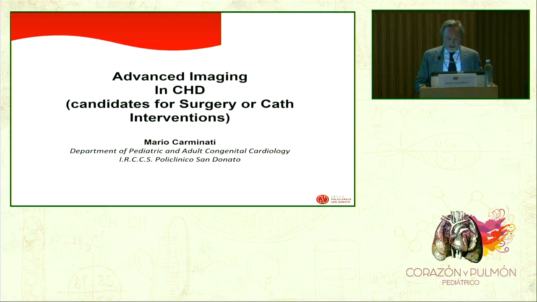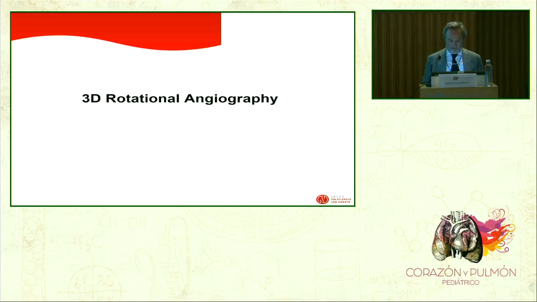Okay, so the topic I'm going to talk to you about is some hints on advanced imaging in congenital heart disease evaluation, for both pre-surgery or, particularly, catheter interventions for a variety of congenital heart defects.